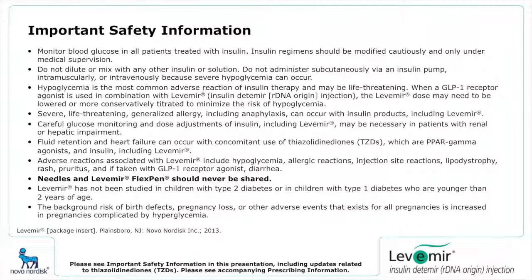When a GLP-1 receptor agonist is used in combination with Levemir, the Levemir dose may need to be lowered or more conservatively titrated to minimize the risk of hypoglycemia. Severe, life-threatening generalized allergy, including anaphylaxis, can occur with insulin products, including Levemir. Careful glucose monitoring and dose adjustments of insulin, including Levemir, may be necessary in patients with renal or hepatic impairment.